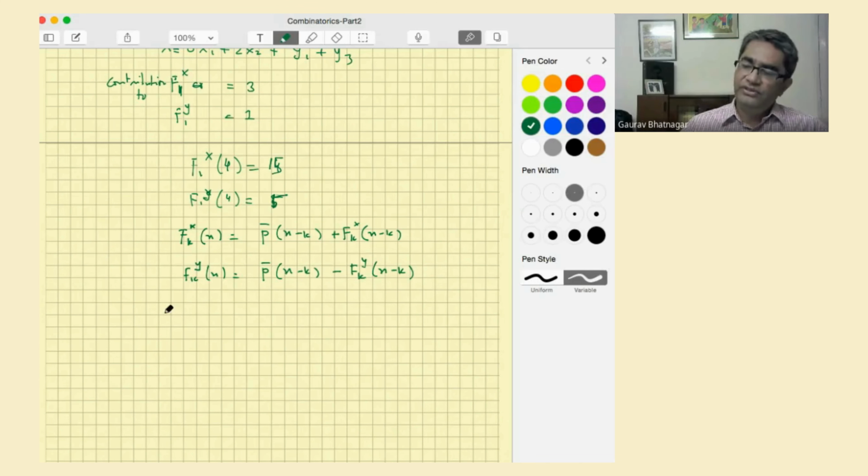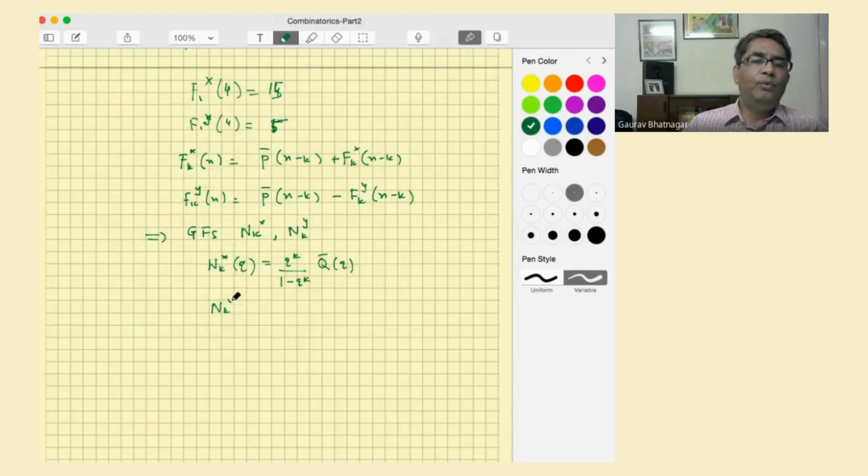So let's take two different generating functions. In terms of generating functions, nkx and nky, we get nkx of q. I don't know, this x is becoming a star sometimes. It is q raised to k over 1 minus q raised to k, and nky of q is q raised to k times 1 plus q raised to k.